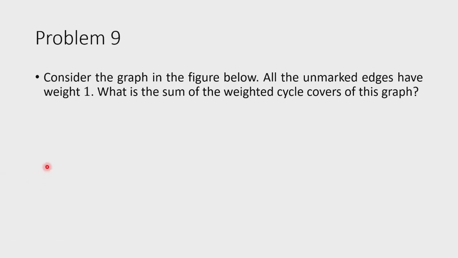Now let's look at the ninth problem. Consider the graph given in the figure below. I'll draw the graph. All the unmarked edges of the graph have weight 1. Then what is the sum of the weighted cycle coverage of this graph? Yeah, so the graph is this.